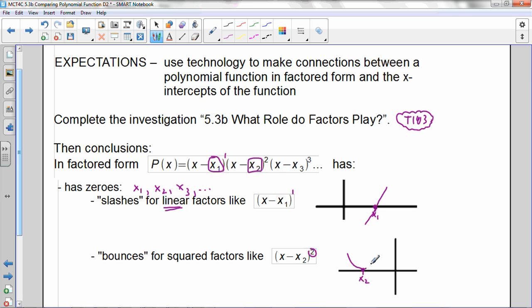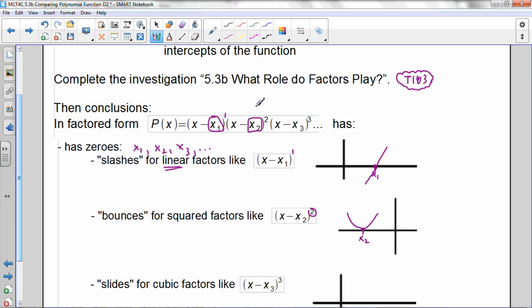So it goes like this. Now, by the way, it might not be like that. It could be the other way, right? It could bounce this way, same as this one. It could slash through this way, and we'll talk about that when we get to the examples.